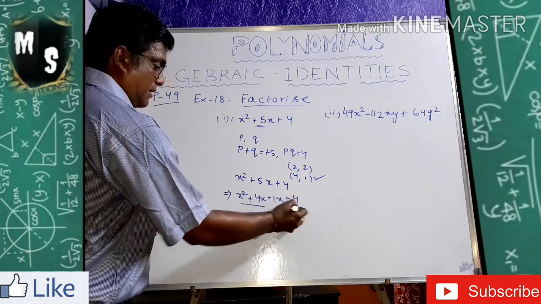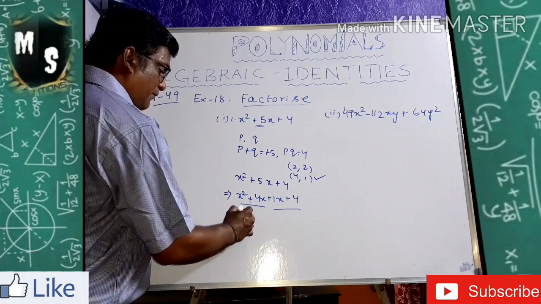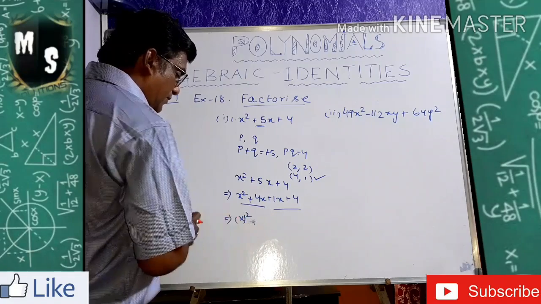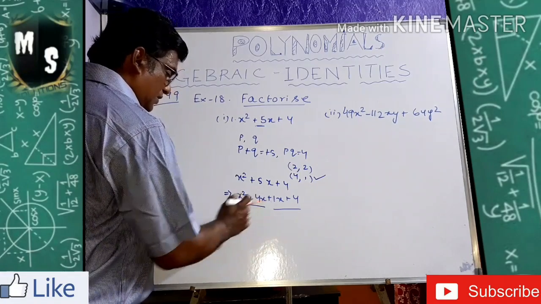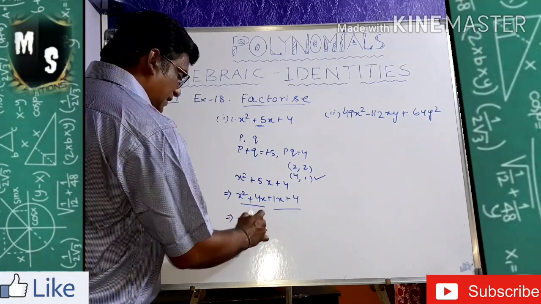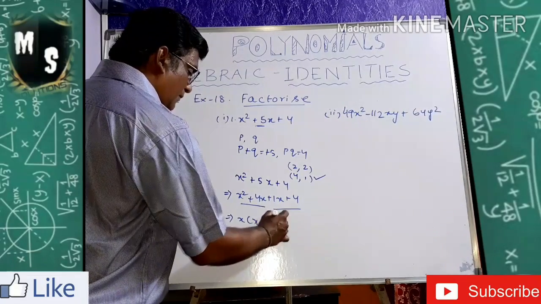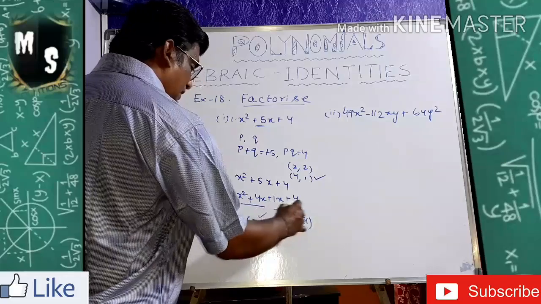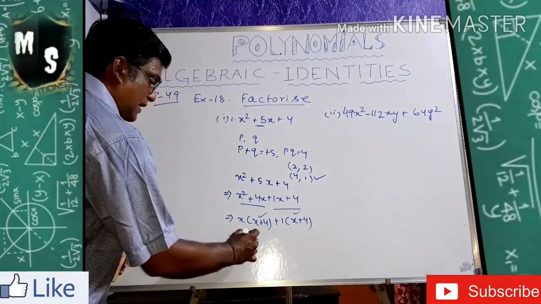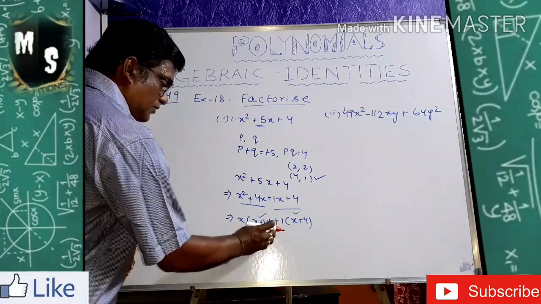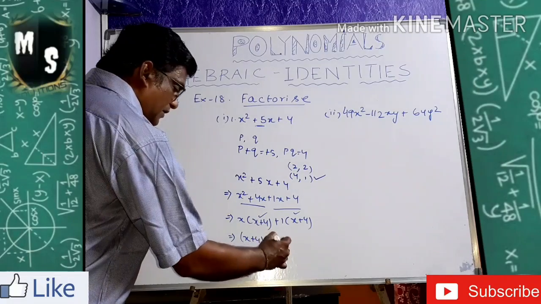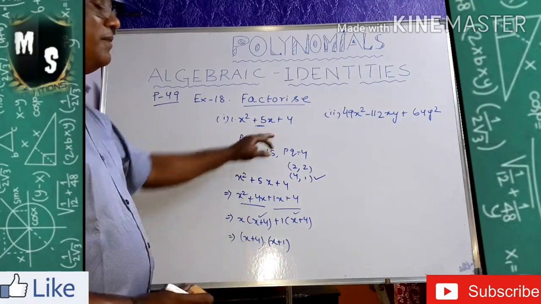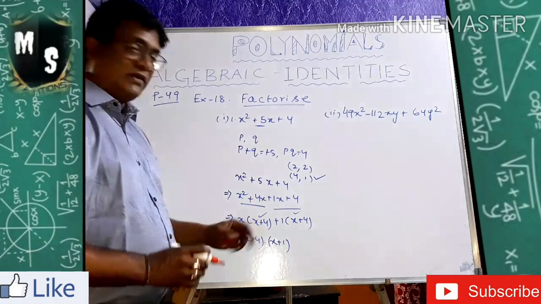Among this I have to take common. What is the common from these two? The common is x, and what is coming? X plus 4. Then 1 is common here. What is coming? X plus 4. See, both came the same. Then what is this? X plus 4 into, this one is taken common again, that is x plus 1. Now it is factorized into 2 factors by middle term split.